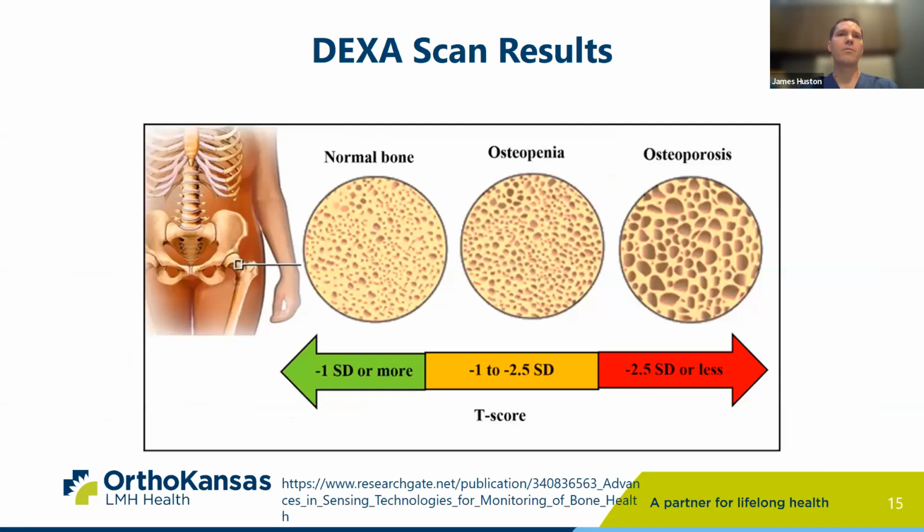So if the score is -1 or better, then that's considered normal. Between -1 and -2.5 standard deviations away from that normal score is considered osteopenia, which, if you think about pre-diabetes, is a similar situation for osteoporosis. It's trending along that same route, but it's not quite all the way to osteoporosis. And then if that score is less than -2.5 standard deviations below that normal score, then that's considered osteoporosis.